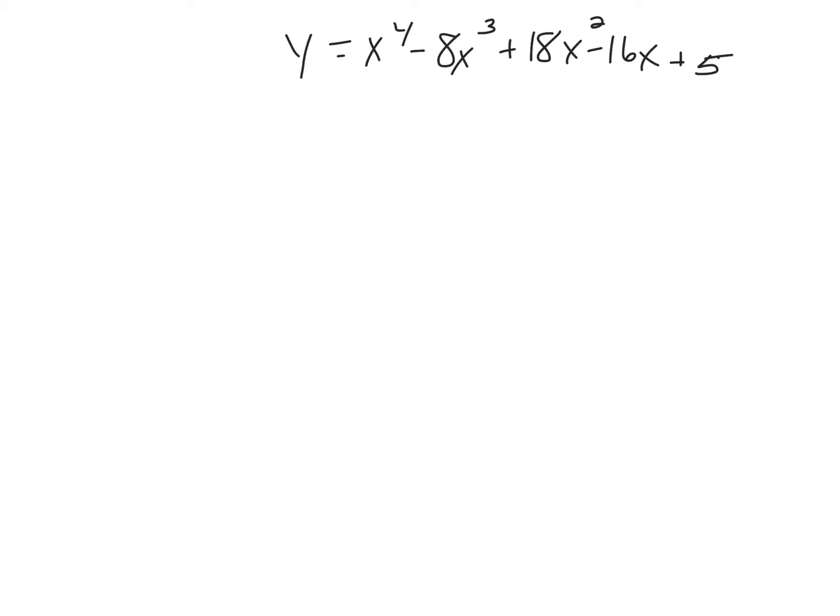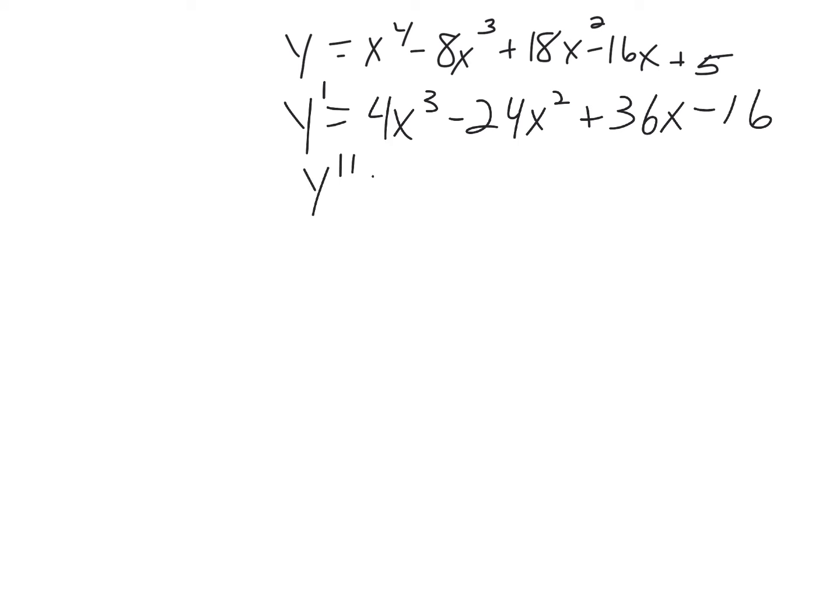We got this one right here. These are just simple power rule problems. So first derivative, 4x cubed minus 24x squared plus 36x minus 16. Second derivative, 12x squared minus 48x plus 36. So those are your first two derivatives right there.